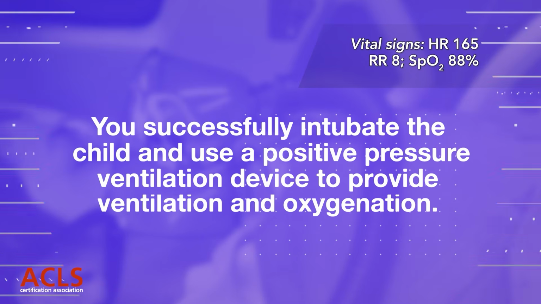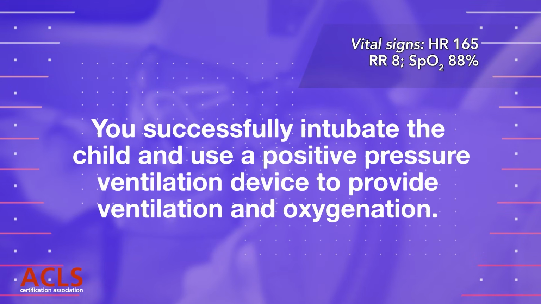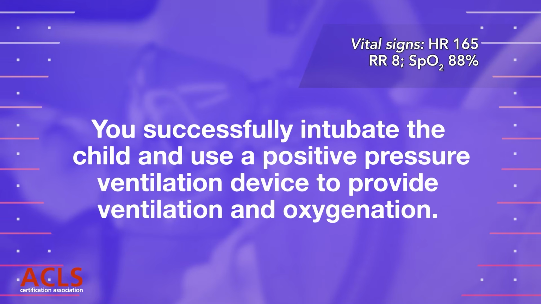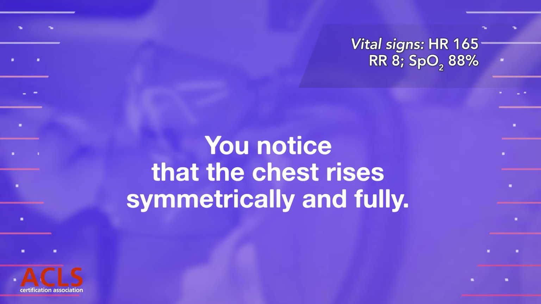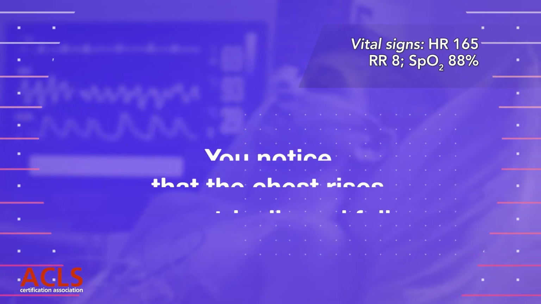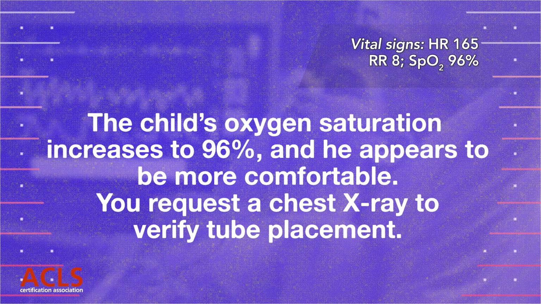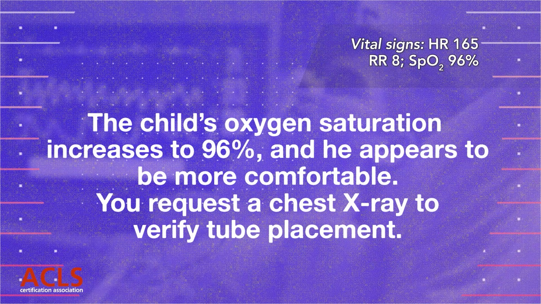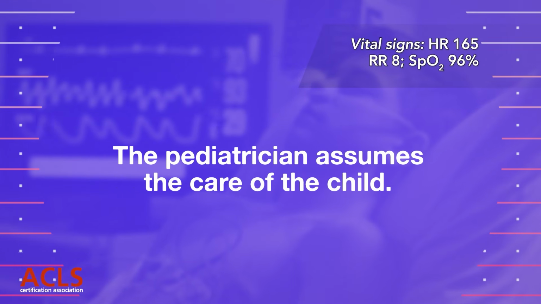You successfully intubate the child and use a positive pressure ventilation device to provide ventilation and oxygenation. You notice that the chest rises symmetrically and fully. The child's oxygen saturation increases to 96%, and he appears to be more comfortable. The pediatrician assumes the care of the child.